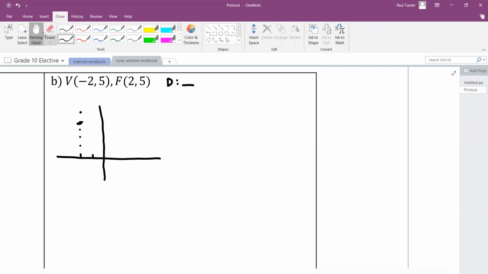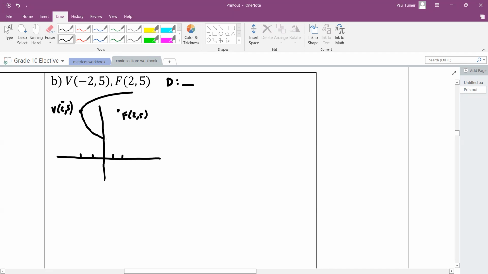So this is your vertex here. Your focus is (2, 5). So it's on the other side, but directly across. So (2, 5) is here. So this is your vertex, and this is your focus. So vertex at (-2, 5), your focus is going to be (2, 5). So that's telling me your graph is going around your focus in this direction here. Your directrix is off on the other side here.